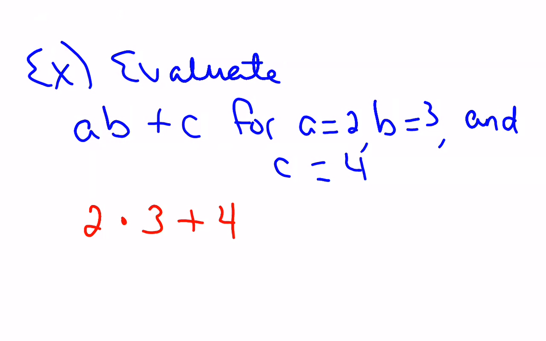Now remember our order of operations in this case. We have multiplication before addition, so we're going to multiply. 2 times 3 is 6, and 6 plus 4 is 10.